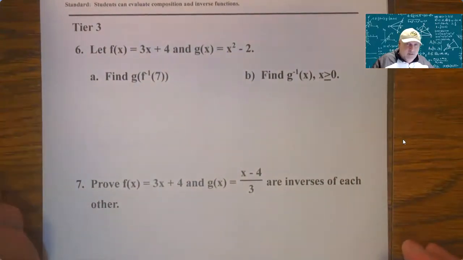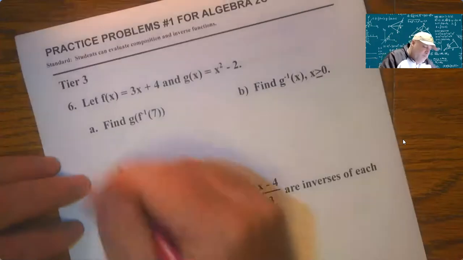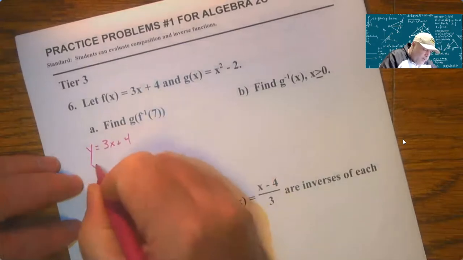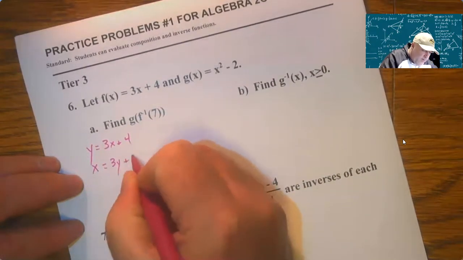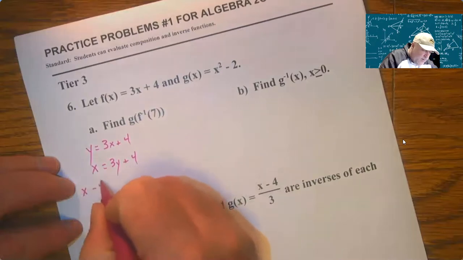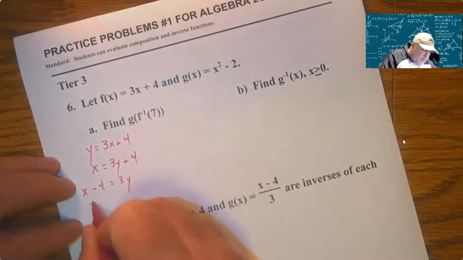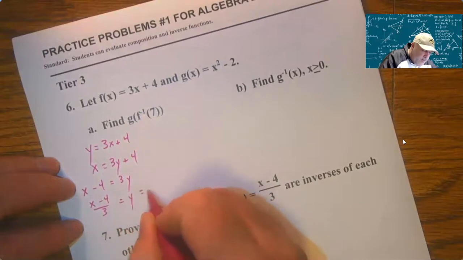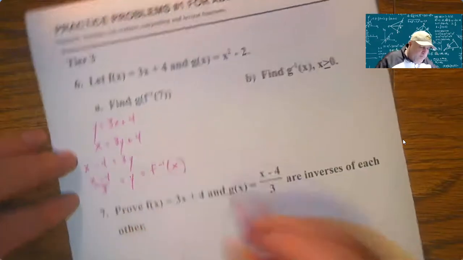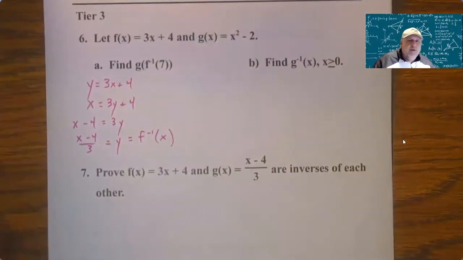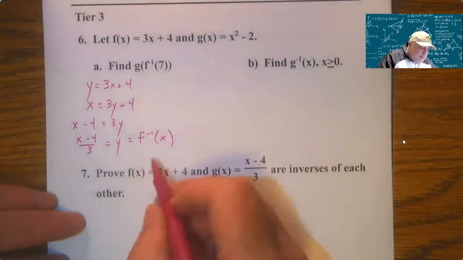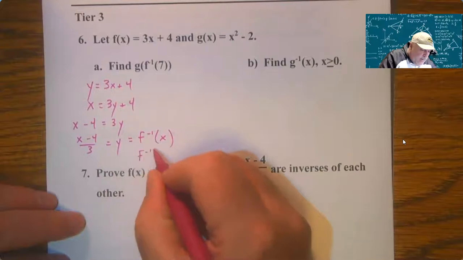that they are inverses. So f inverse of 7, you need to find the inverse function. So here's the original. We're going to switch the variables, and then we're going to solve for y. So x minus 4 equals 3y. (x minus 4) over 3 equals y. And this is the inverse function.